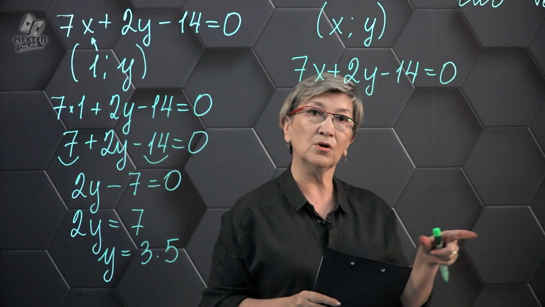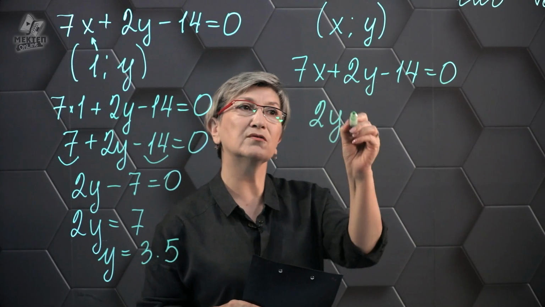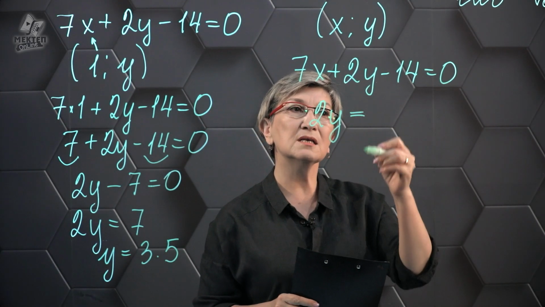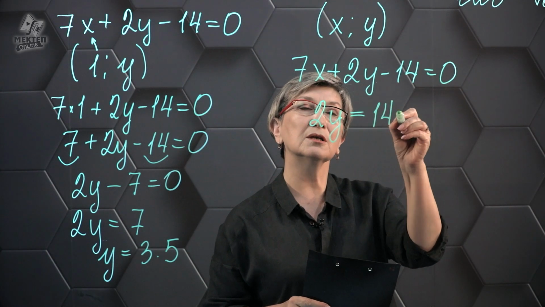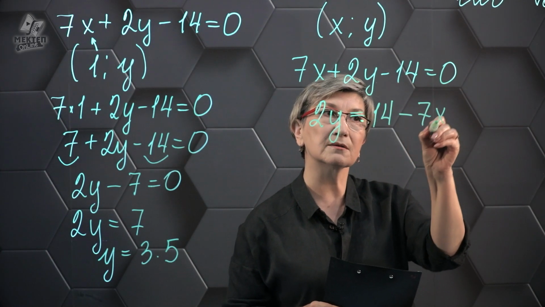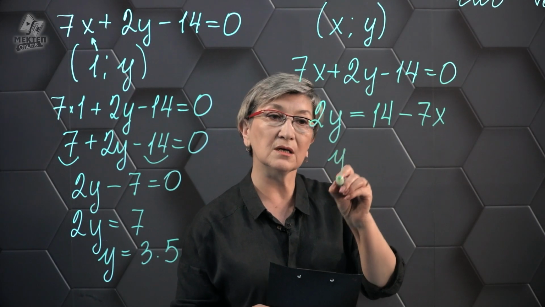y equals an expression. Therefore, I leave 2y on the left-hand side. All the other summands I will move to the right side. The result is 14 minus 7x. But we don't need 2y, we just need y.